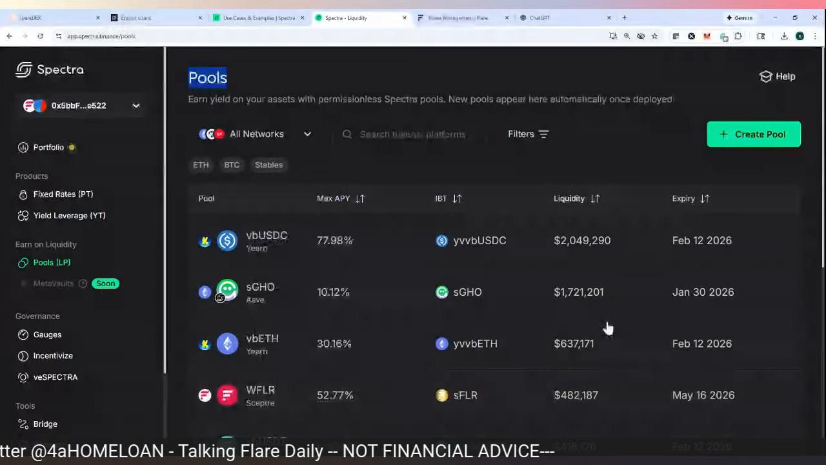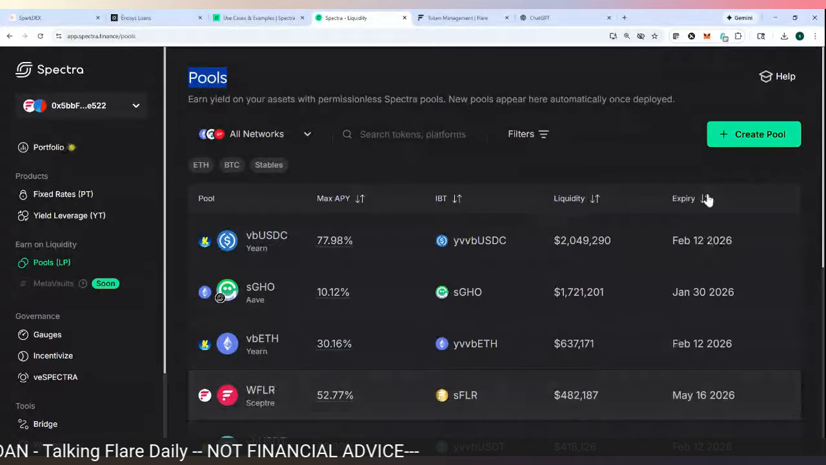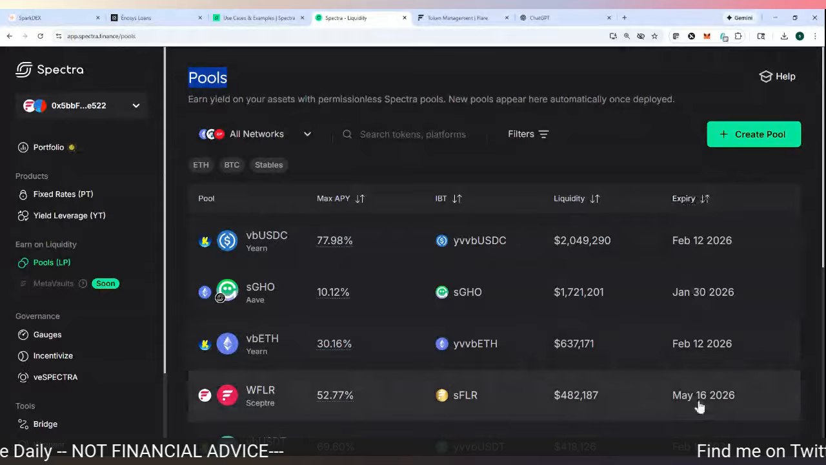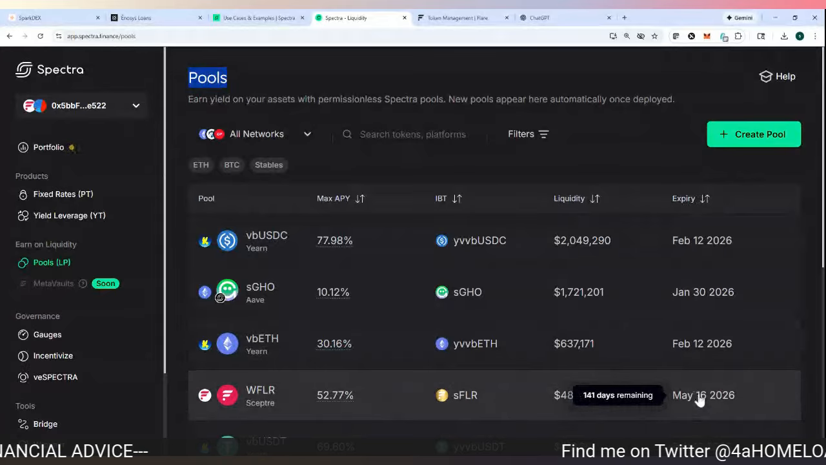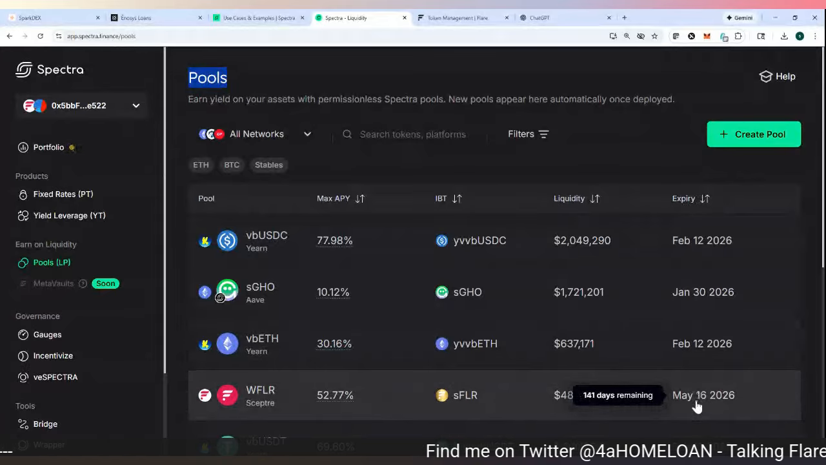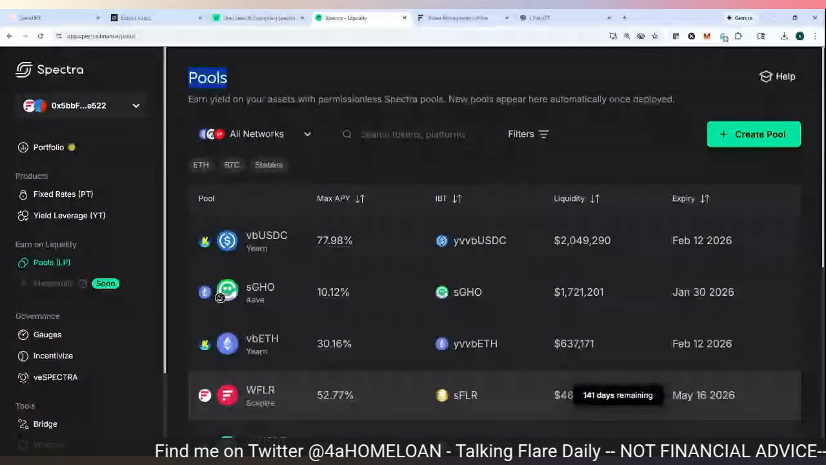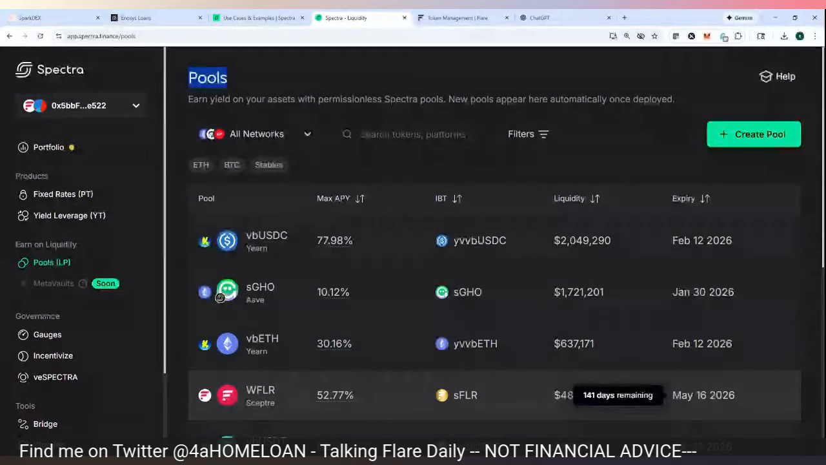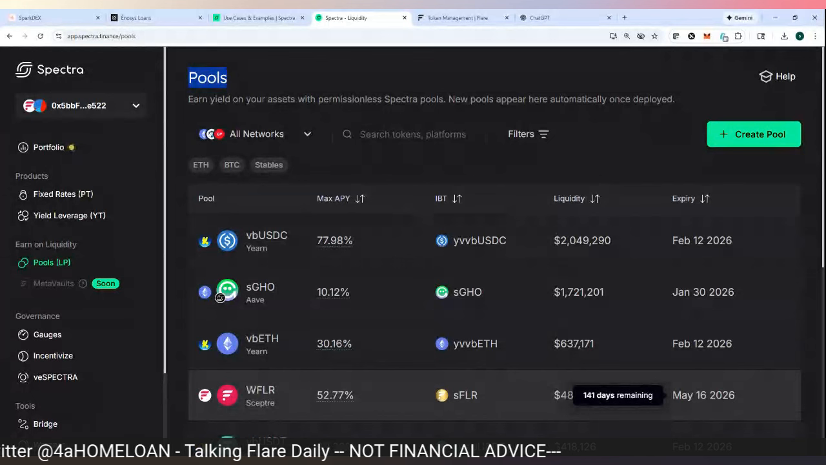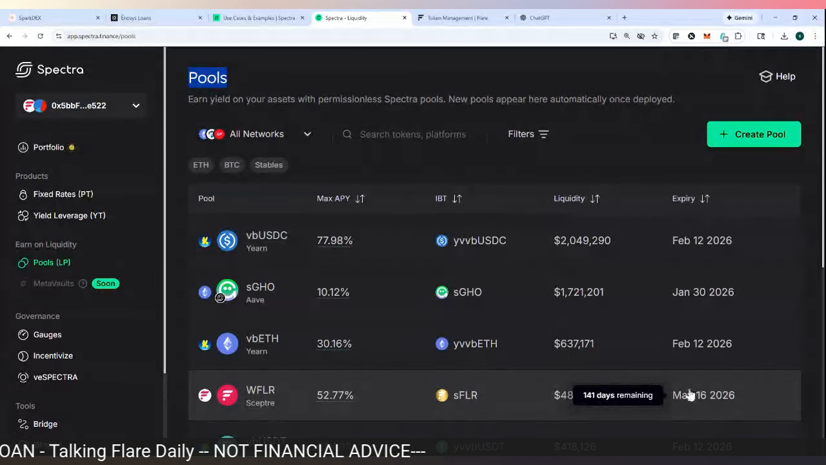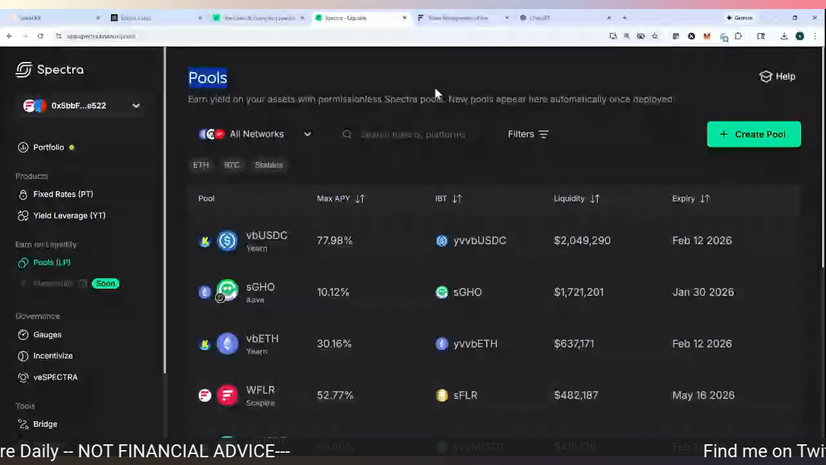So right now there's about $482,000. The expiration on this principal token is May 16th, 2026, about 141 days, right? So that expires. And essentially at that point in time, you've got to reset yourself to something new. It's pull it out, withdraw it, and then reset it to something else. Okay. So this is the principal token.